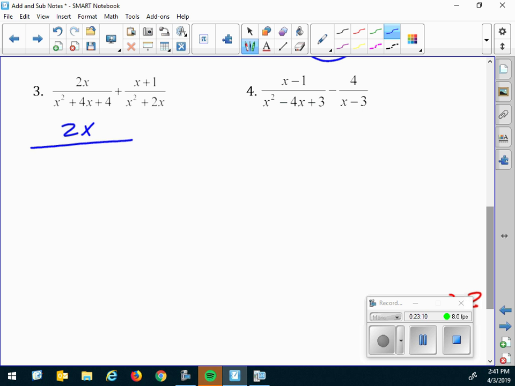How does that first fraction, the first denominator factor? Okay, so that's x plus 2 times x plus 2.